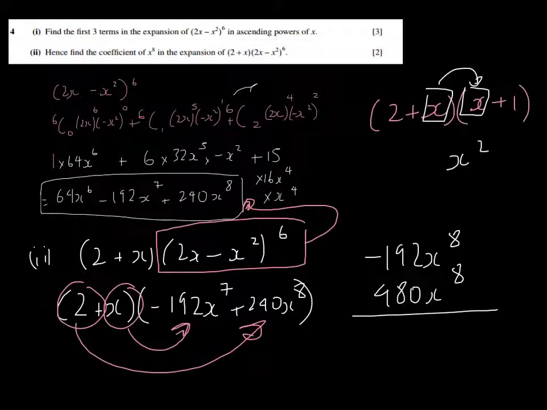So when we add those together to combine those like terms, we're going to get 288 as the coefficient. Okay, you can write x to the power of 8 if you wanted to, but you can just write 288 as your answer.